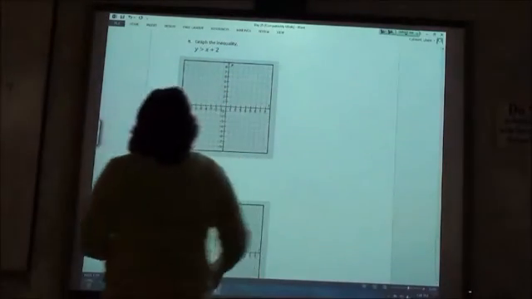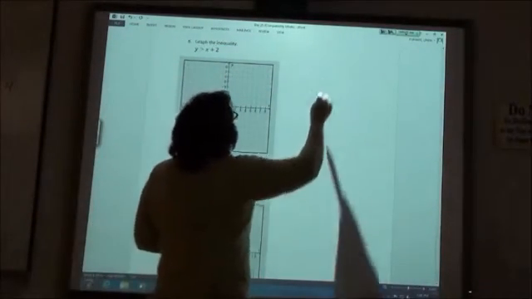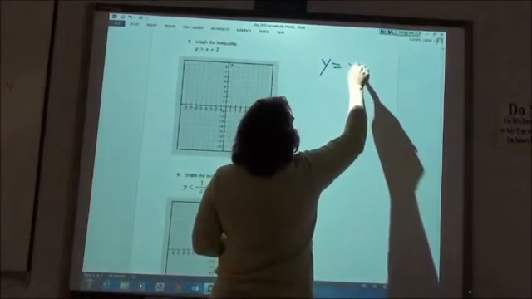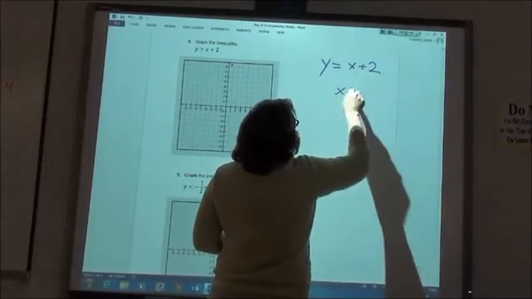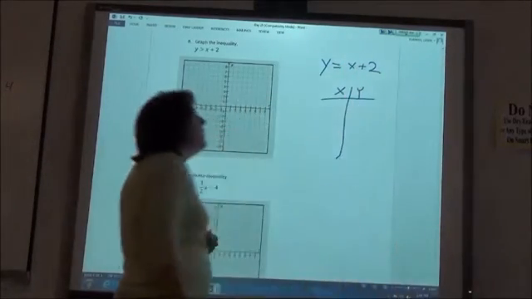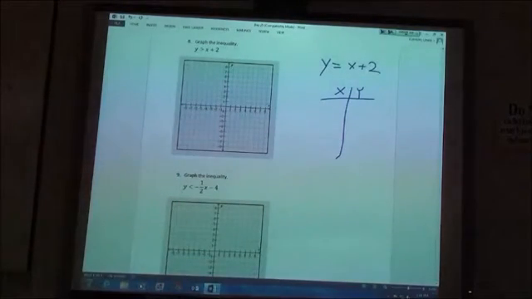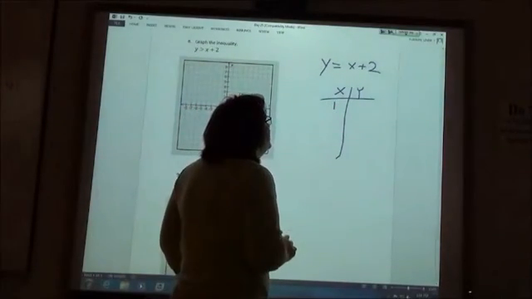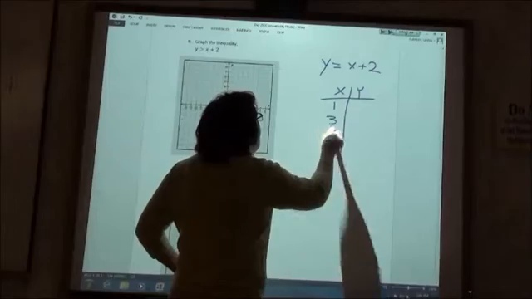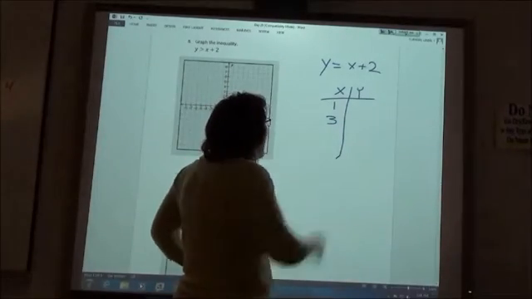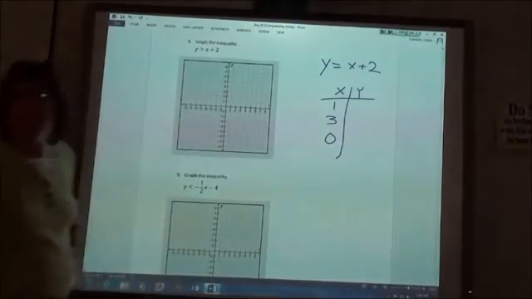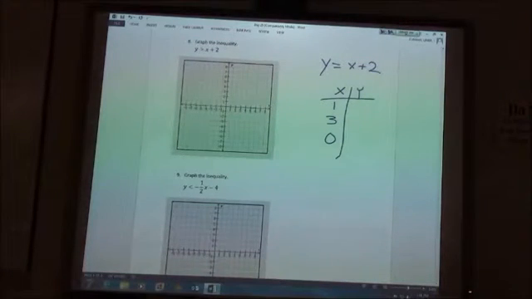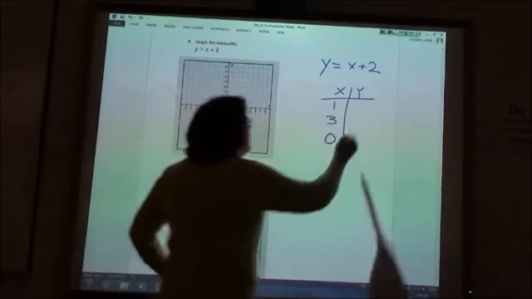So number 8, we're graphing y is greater than x plus 2. We're pretending it's y equals x plus 2. So if I make a table and pick some points, what might I want to put in for x? 1, 3. I always like 0 because that's my y-intercept. So if x is 1, what is y going to be? 3. 1 plus 2 is 3.